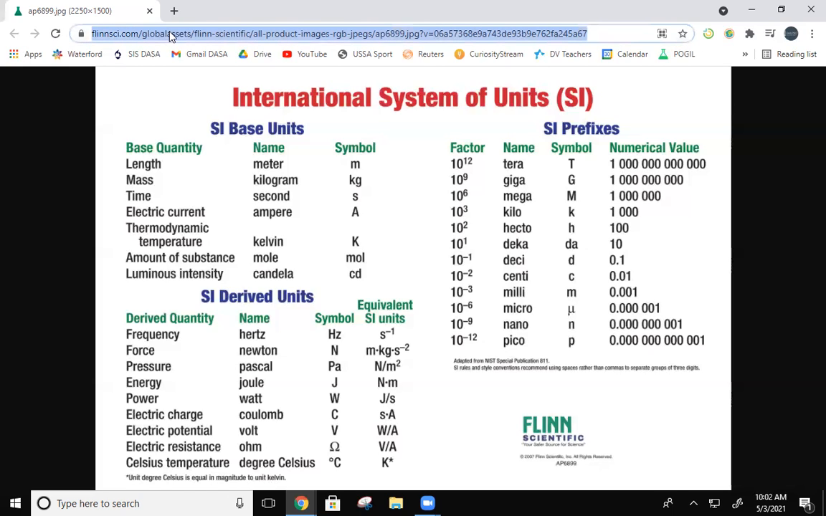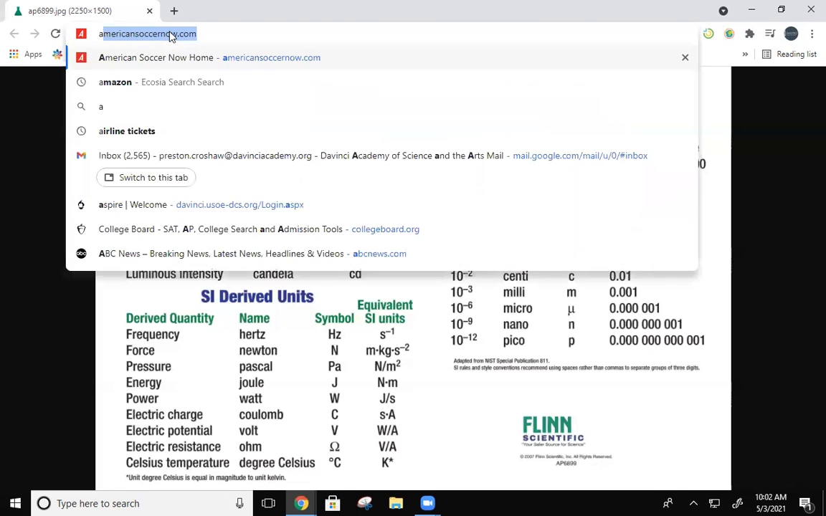Okay, so now we need to talk about the next topic that we looked at, which is atomic structure.